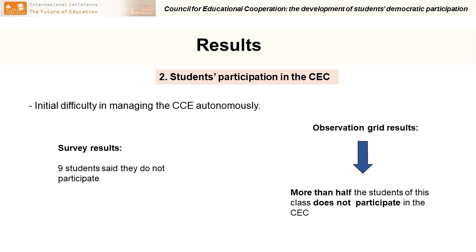About the students' participation, it was observed that there was an initial difficulty in managing the council autonomously. The survey results show that 9 students said they do not participate in the council, although the observation grade results tell us that more than half the students of this class do not participate in the council.